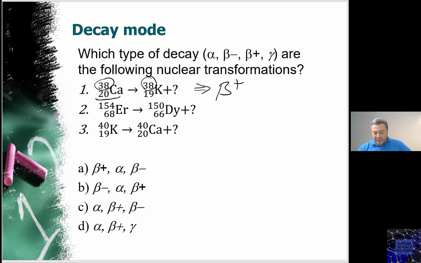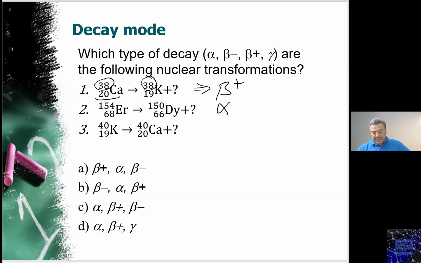Here in the second one, I have the atomic number decreased by 2 and the mass number decreased by 4, and this basically means this is an alpha decay, because I have the mass number and the atomic number changing due to the emission of the helium nucleus.